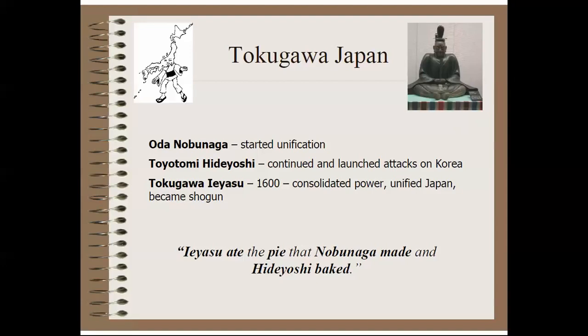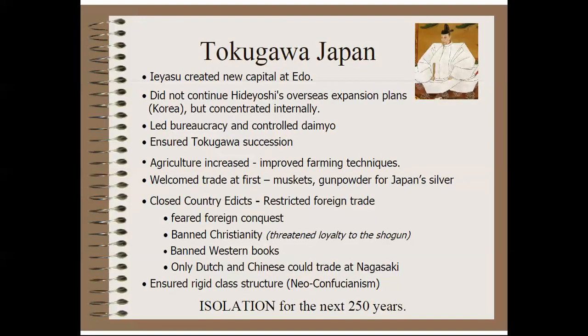Remember, Japanese feudalism was much stronger than European feudalism. In 1600, Tokugawa Ieyasu actually consolidates power and creates a unified Japan, and he becomes shogun, and his shogunate is going to be passed to his descendants up until the 1850s, 1854. Ieyasu ate the pie that Nobunaga made and Hideyoshi baked. Okay, whatever. Tokugawa Japan will create a new capital in Edo.